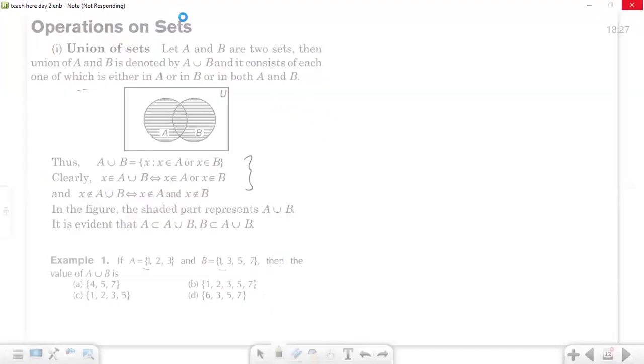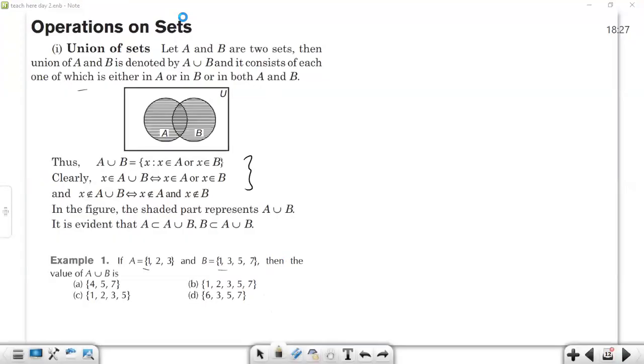Okay, my laptop is back. 1, 2, 3 and 1, 3, 5, 7. So 1, 2, 3 should be there. Yes, 1, 2, 3 is there. 1, 3, 5, 7 is there. Yes, there are no extra elements. So this is the union of both of the sets.